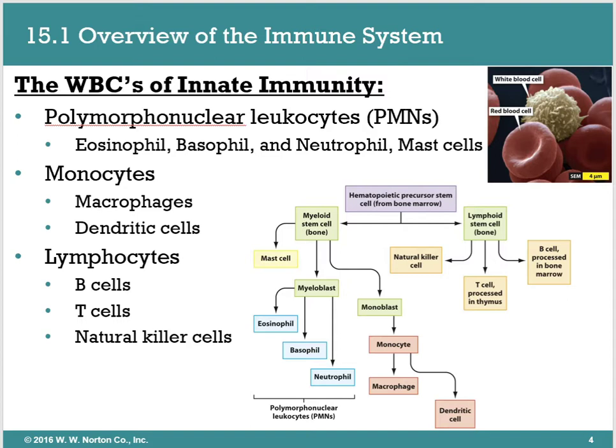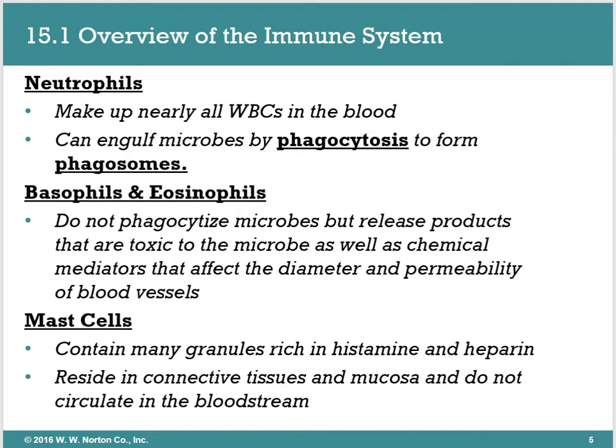And then monocytes differentiate into macrophages and dendritic cells. And then we have lymphocytes, which are the B cells, T cells, and natural killer cells. We'll talk more in detail about those in chapter 16, but I do want you to be familiar with them. But let's go ahead and talk more about the leukocytes. So we have the neutrophils, basophils, eosinophils, and mast cells.